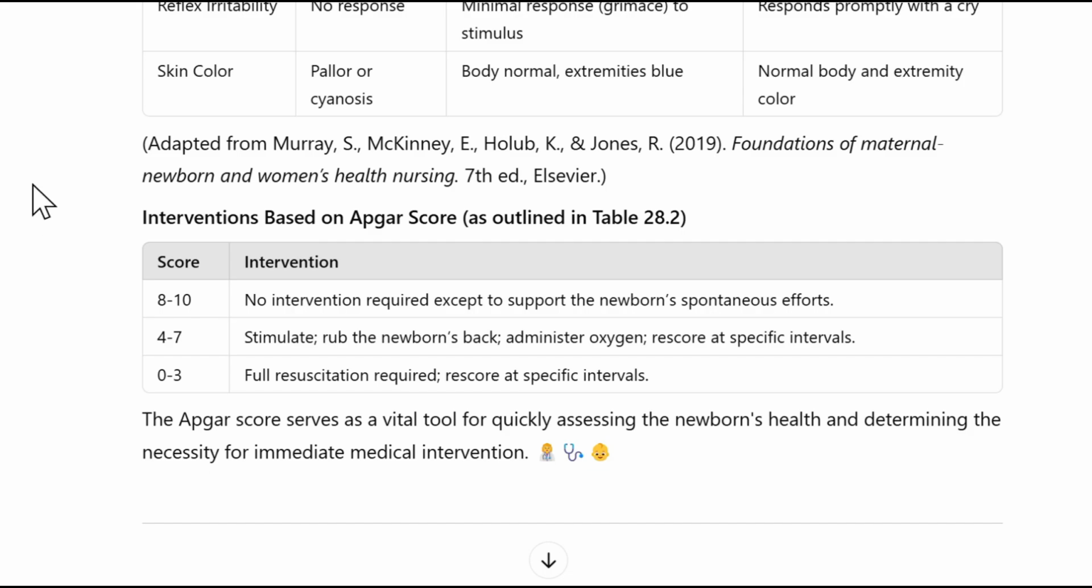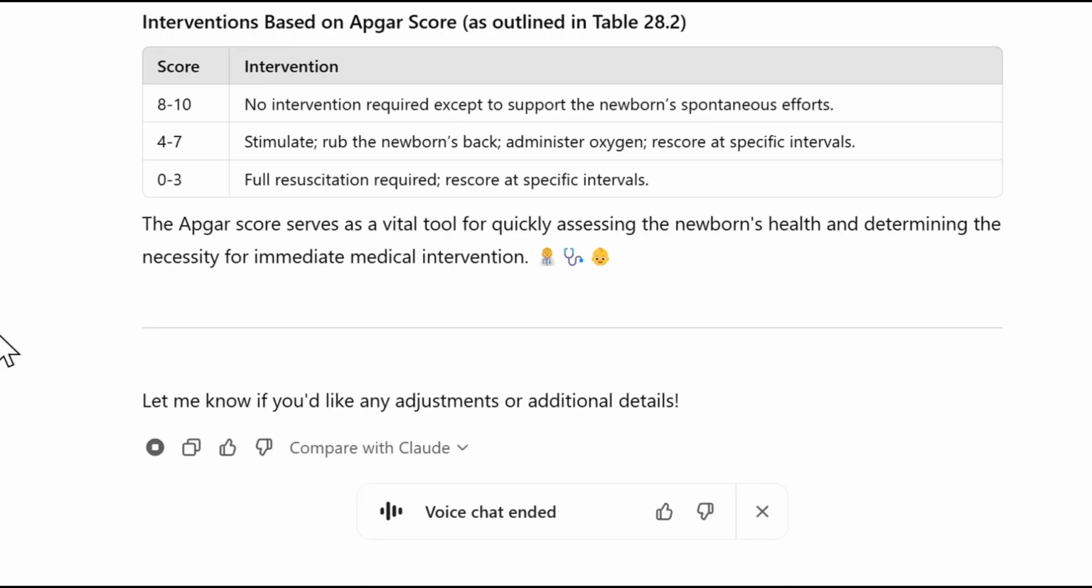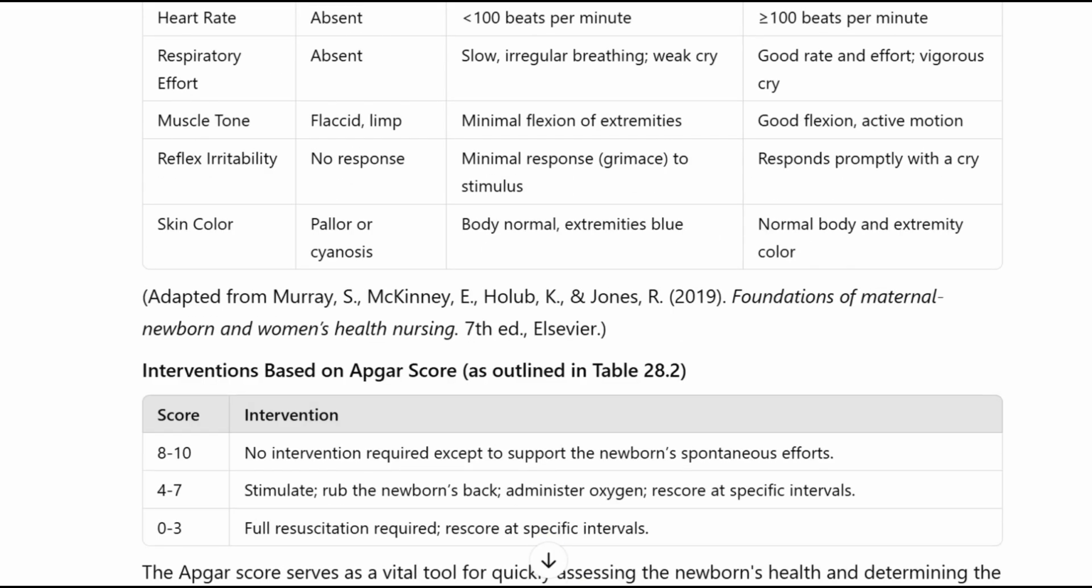The APGAR score serves as a vital tool for quickly assessing the newborn's health and determining the necessity for immediate medical intervention.